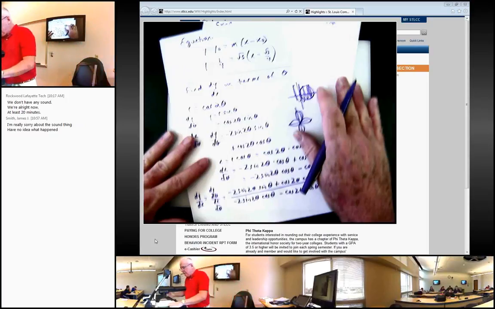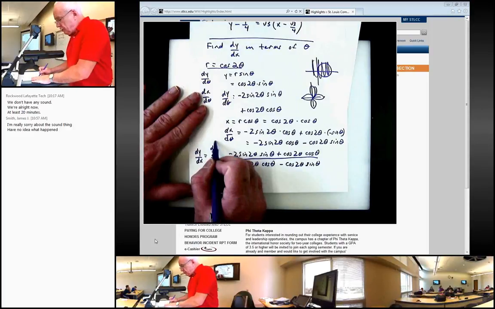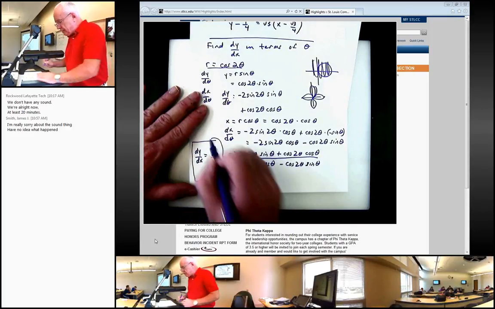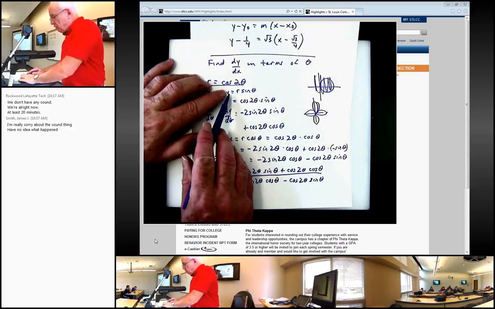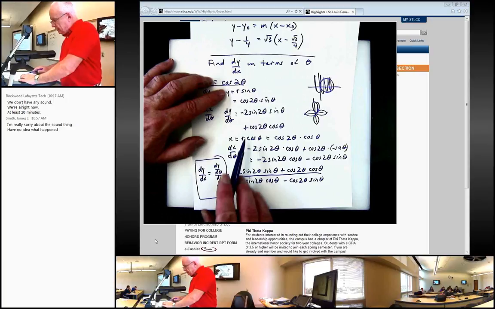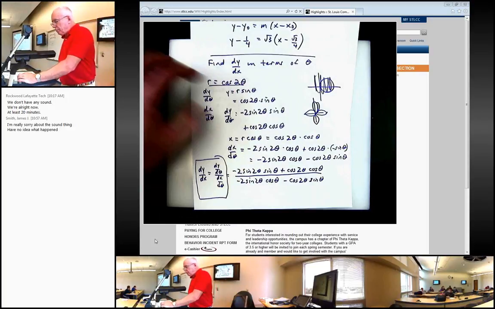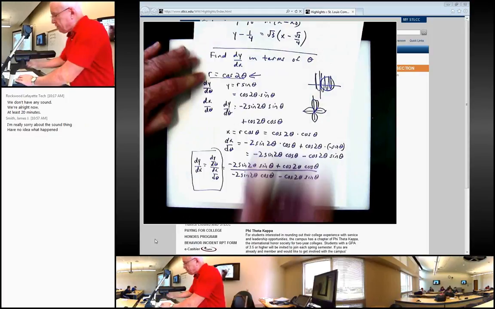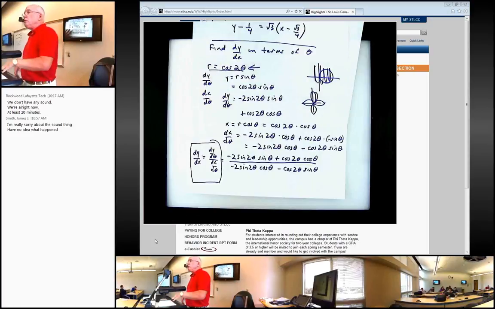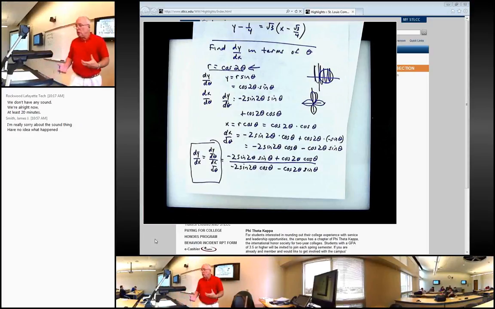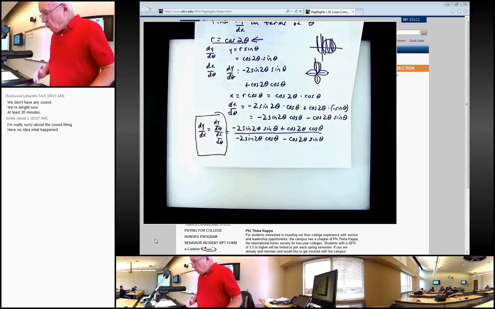I want to emphasize that you don't have to memorize anything for these formulas. You just need to know that dy/dx is dy/d theta over dx/d theta. Remember that y is r times the sine and x is r times the cosine. All you do is replace the r with the polar curve you're given. In this case, we were given cosine of 2 theta. Then you use your chain rule and product rule to get those two respective derivatives. All right, so we have this.